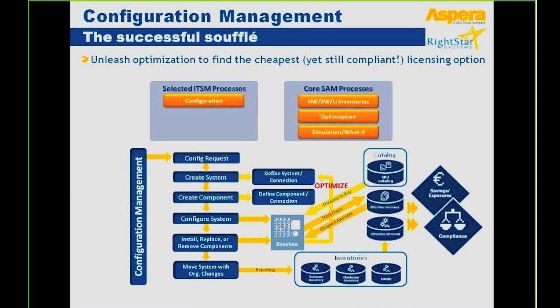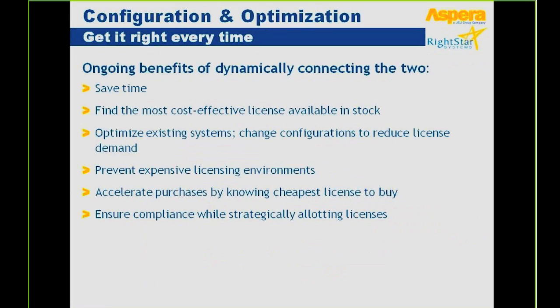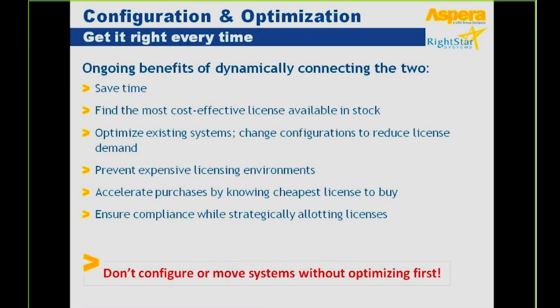And then, once you did that, the reporting will flow back into your SAM tool. The message here is, you do not only save time, you find the most cost-effective license available in stock, and you optimize existing systems. You can prevent yourself from expensive licensing environments, and you will ensure that the compliance follows the strategic assignment of licenses. My recommendation is don't configure or move systems without optimizing first.